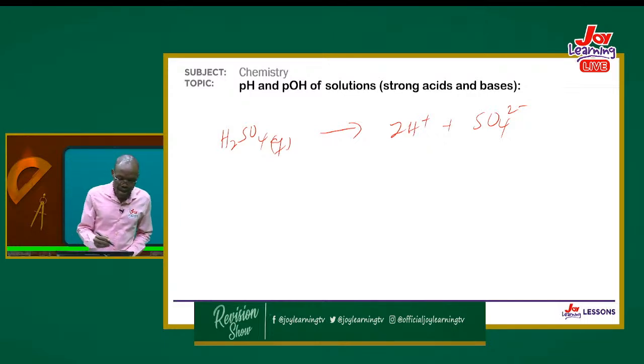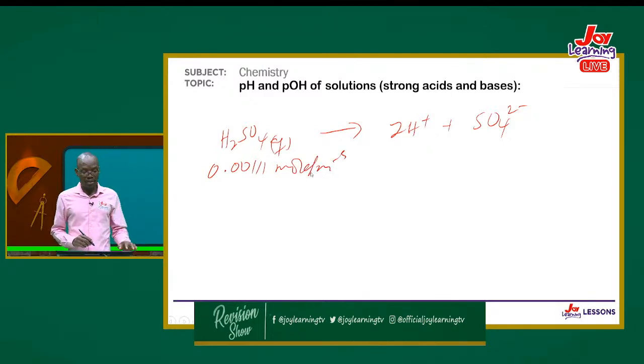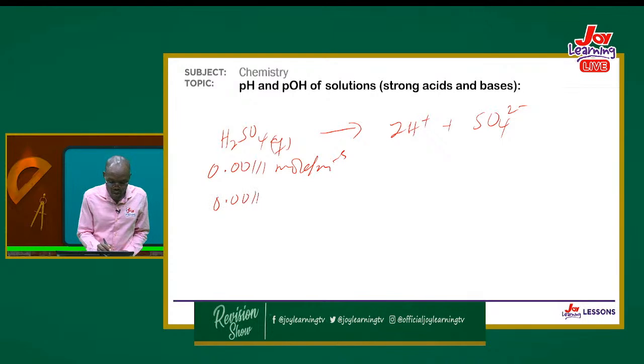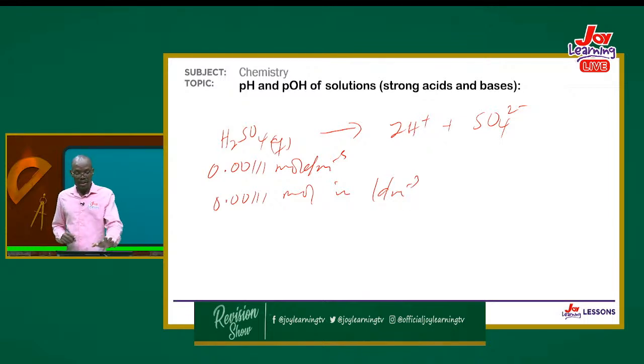So let's say that I have 0.00111 mole per dm cubed of H2SO4 solution. We are asked to calculate the pH. So if we are to calculate the pH, we need to know the concentration of the H+ ions in solution. So here it is 0.00111 mole in 1 dm cubed. So to interpret this, it is 0.00111 mole in 1 dm cubed. So all the calculations I'll be doing here is in 1 dm cubed.